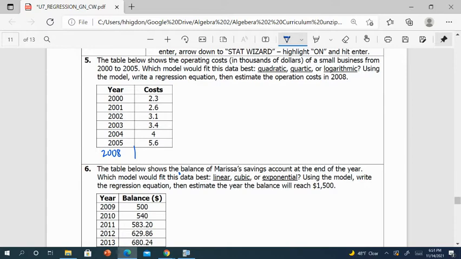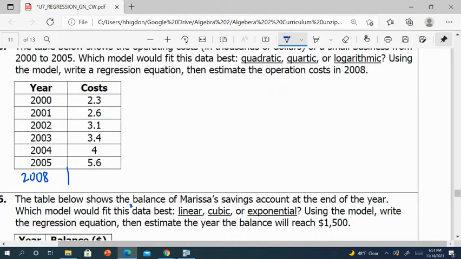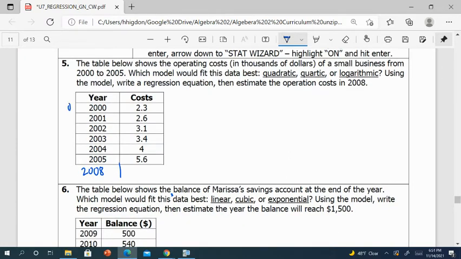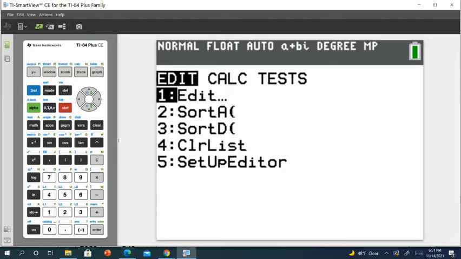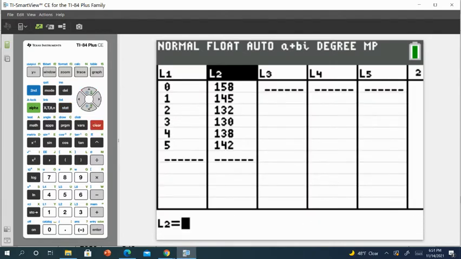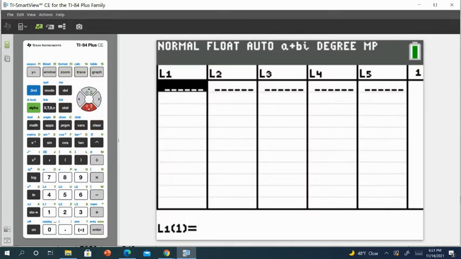So we'll enter this data into our calculator. Remember that when you're given years, we always start with the first year being year 0. The second one is going to be year 1. And each of these is increasing by 1. So 0, 1, 2, 3, 4, 5. So I'm going to go back to stat, click on edit, arrow up, clear, and now enter my data. So I've got 0, 1, 2, 3, 4, and 5.